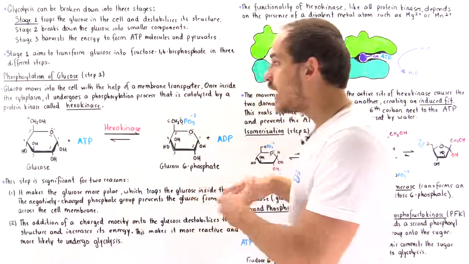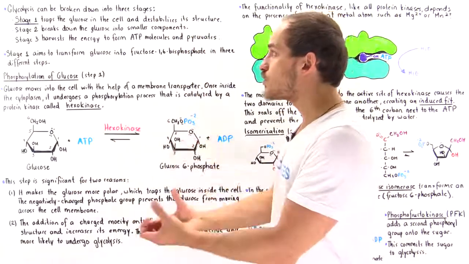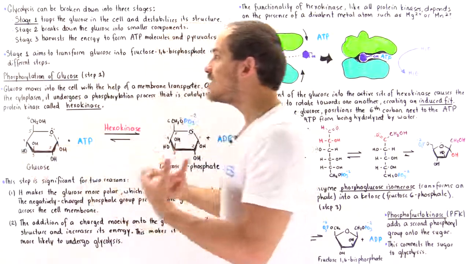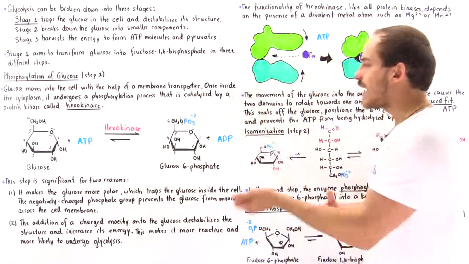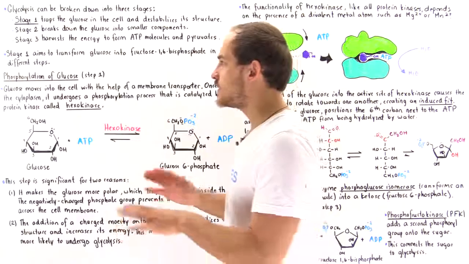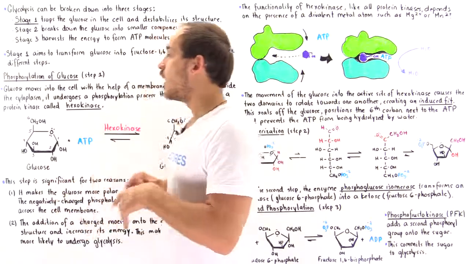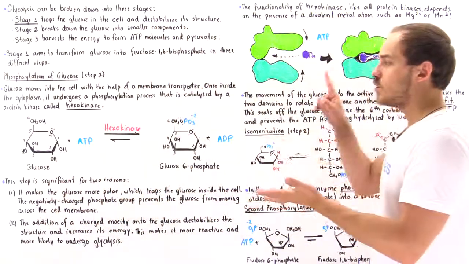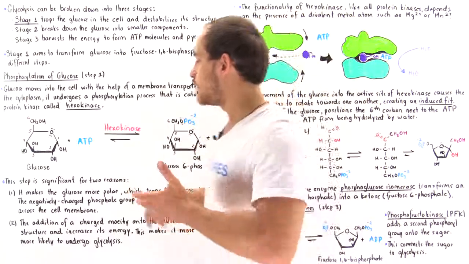And that's important in basically destabilizing that structure so that in step 2, it is able to actually react and break down into smaller components. Remember, the entire point of stage 1 is to trap the molecule and make it less stable.